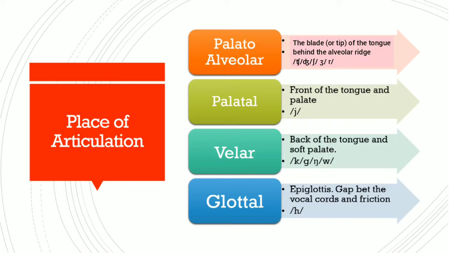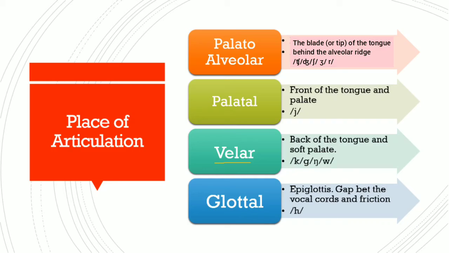Well, palatal place of articulation is when the front of the tongue is raised close to the palate. So you go a little bit to the back. You say yeah, yeah. The front of the tongue is touching your hard palate. In the case of velar sounds, the back of the tongue is used against the soft palate. G, g, k, k, wa, wa, wa.